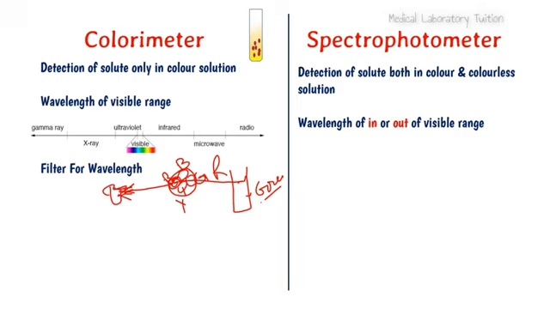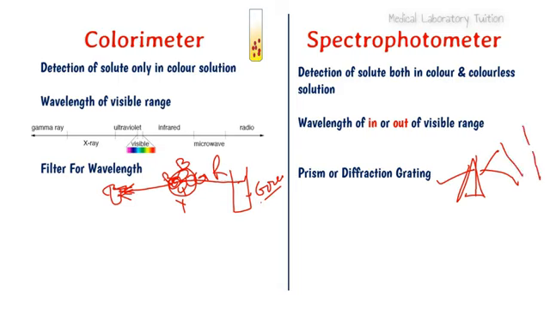I hope you understand. But in the case of the spectrophotometer we use a prism or diffraction grating. You can see this is like a prism. If you pass simple white light, it will create VIBGYOR. After that there is a slit which will pass selective light. Suppose we have a red solution, it will pass only green light through the slit. All the other light strikes there and is stopped from passing toward the solution.